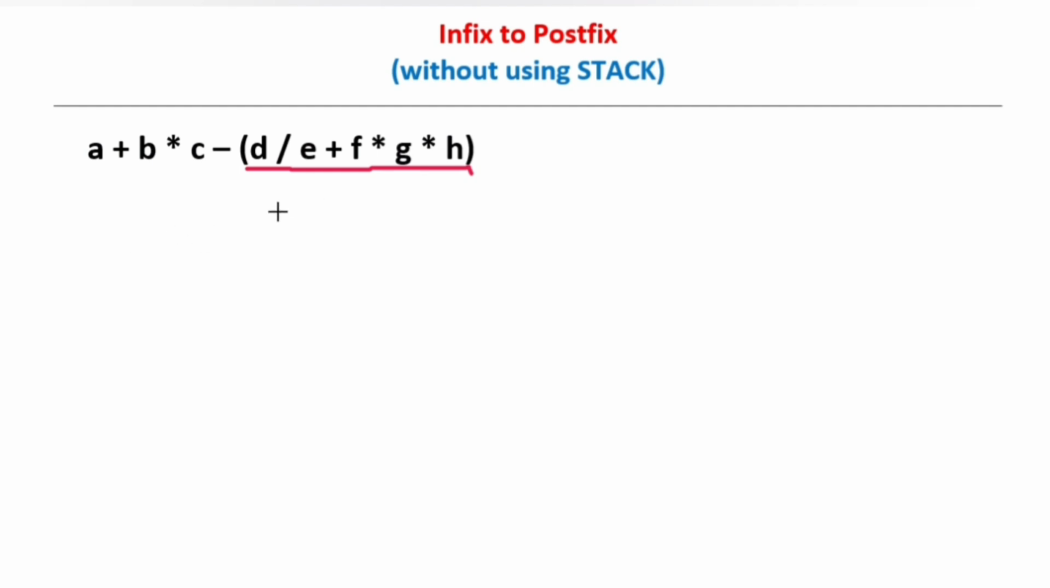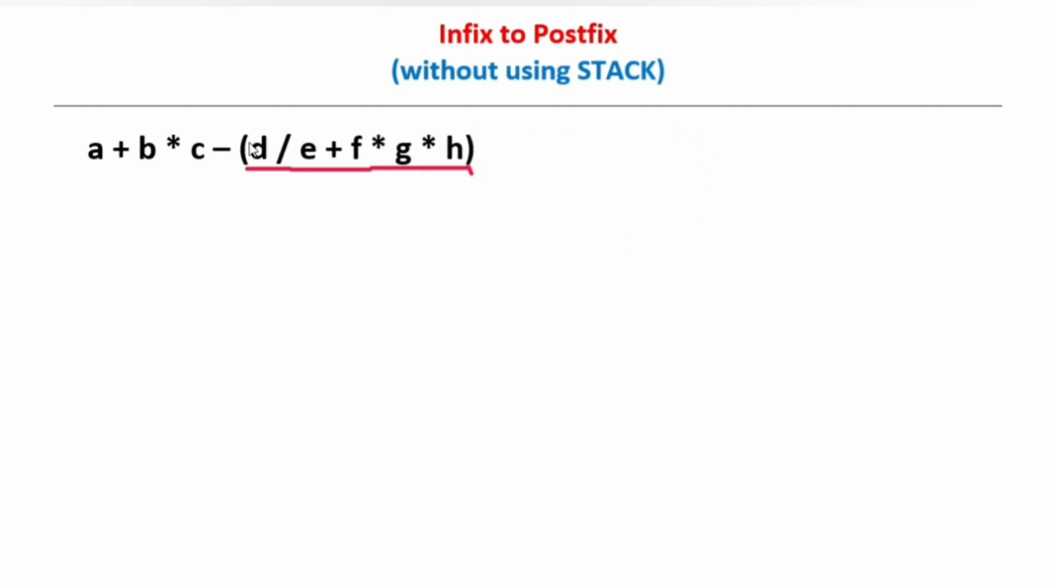Among the brackets, you can see there are three types of operators: one division, one plus, and two multiplications. Among these three operators, which operator has the highest priority? The slash operator and the multiplication operator. Since there are two operators with the same priority, we will follow the associativity. So D and E, D slash E, this part will execute at the beginning.